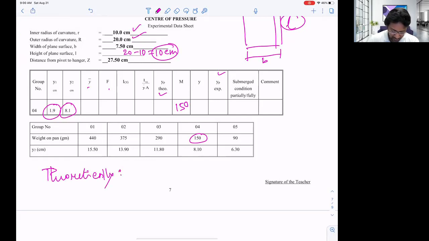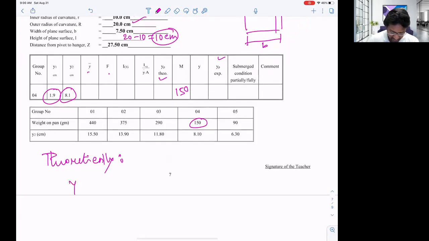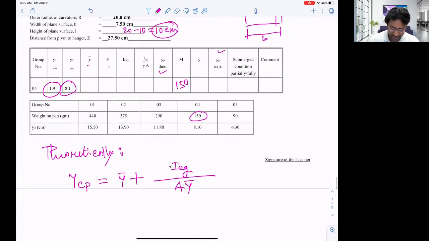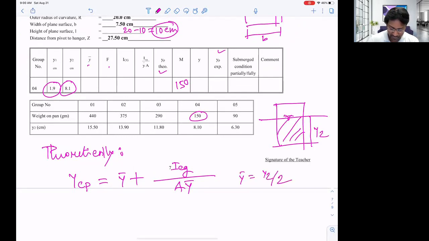Theoretically, we know the equation Y_CP is equal to Y bar, the center of gravity, plus I_CZ over A Y bar. For the partially submerged condition, when water is filling up to Y2, what will be the Y bar? Y bar will be Y2 over 2.